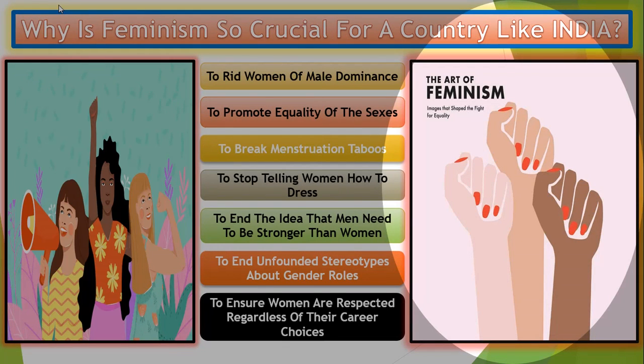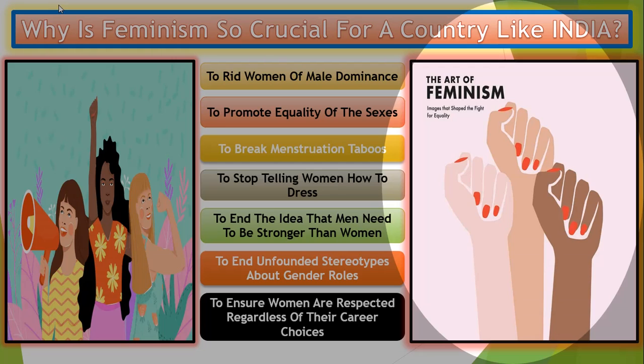Now move on to the second point, to promote equality of the sexes. India needs feminism because a woman is not a burden and marriage should not be the only reason for her existence. Every year, 2 lakh girls are killed even before they can step into this world, and thousands of women die due to dowry harassment. In many Indian households, males and females are treated differently. Education as well as nutrition for boys is prioritized while that of the girl is neglected.